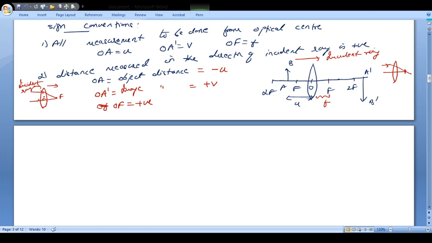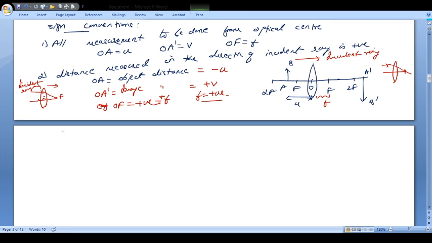And I told you, always remember the focal length of convex: wherever convex comes, convex lens or convex mirror, it is going to be positive. So OF is positive and it is denoted with the letter small f. So small f is going to be plus f. This is how you will see the sign conventions.